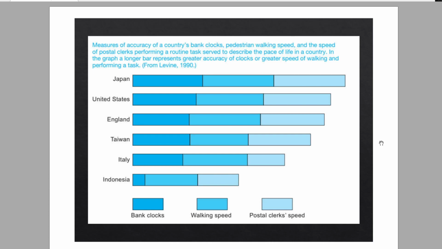So again, you can argue whether walking speed, accuracy of bank clocks, and postal clerks' processing speed of their daily tasks is a pace of life for a whole country. But the researchers didn't say any one person in the United States or Japan is going to have a high pace of life. It describes an average. And then also you'd have to think about, are these things representative of a pace of life? Or what would you think is indicative of pace of life?